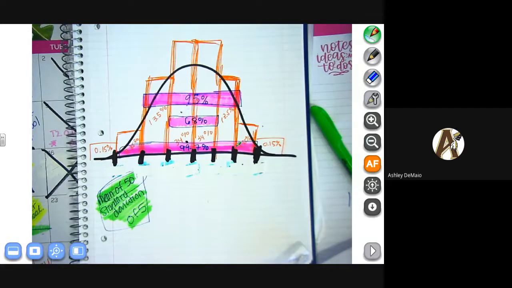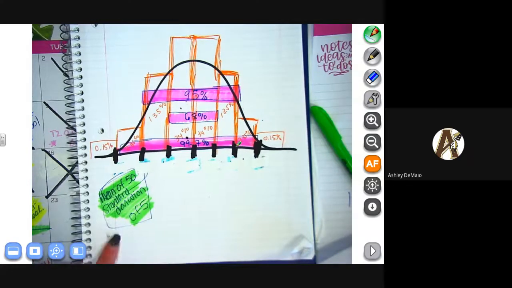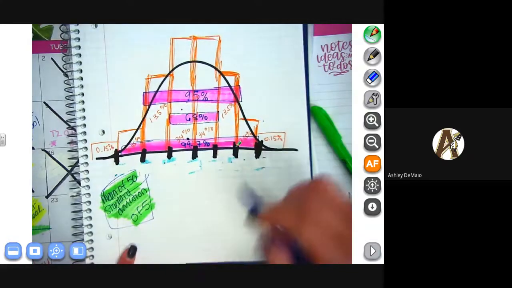Okay, so for problem number 13, we have a data set that is normally distributed with a mean of 50 and a standard deviation of 5. I wrote that information here. Which statement is true? So let's first use the information that we were given to fill the rest of this in.